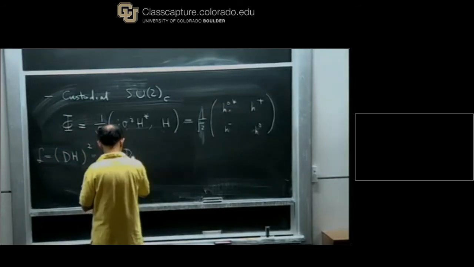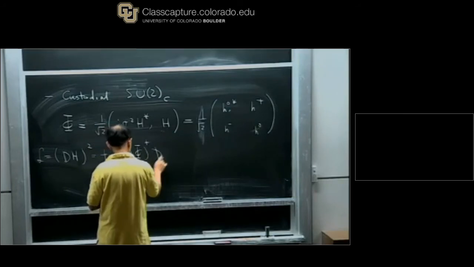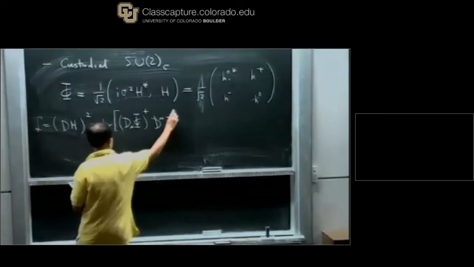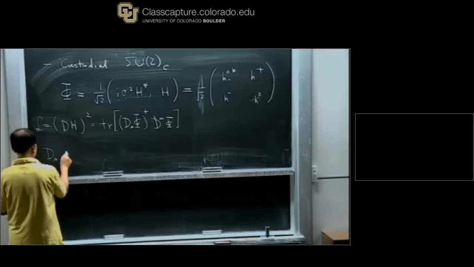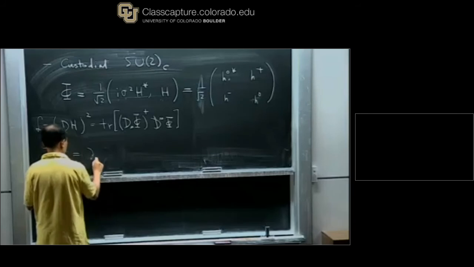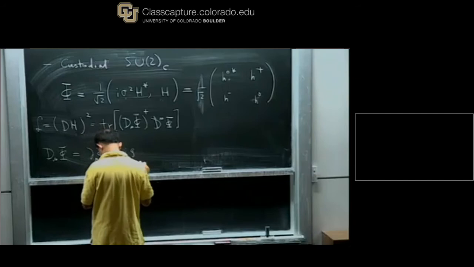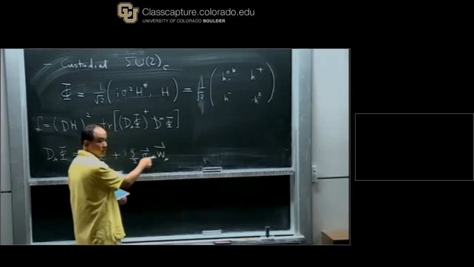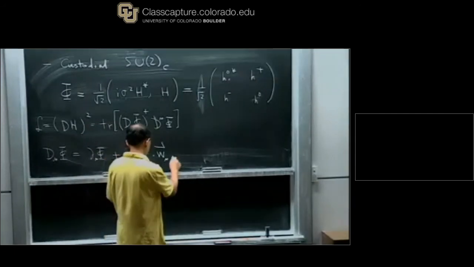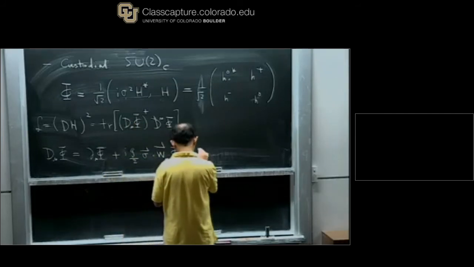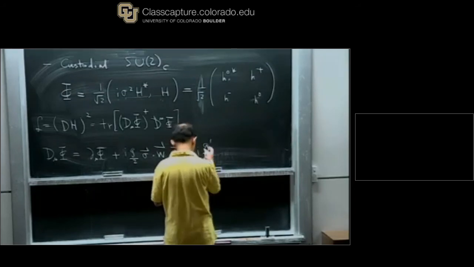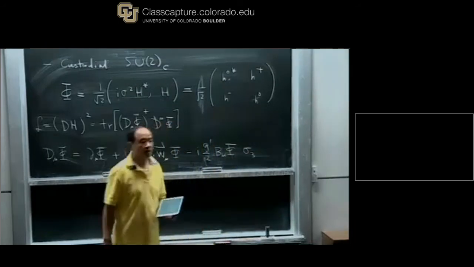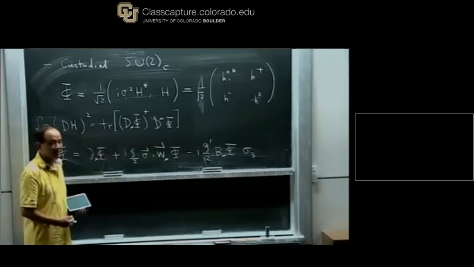I can actually write that Lagrangian as the trace of D mu phi dagger D mu phi, where D mu phi is... I already grouped the Pauli matrices and the W into a three-dimensional vector. So I have two gauge couplings. This is SU2, this is the U1 hypercharge. I can write it like that. You should check it.